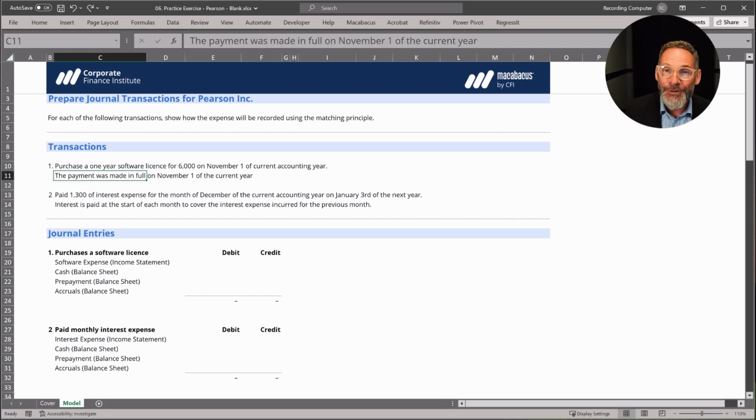Okay, so the first transaction, we purchased a one-year software license for $6,000 on November 1st of the current accounting year. Now the payment was made in full on November 1st of the current year. So here's the challenge. The expense that relates to this year is only 2 months out of the 12 months. And using the matching principle, we only want to record an expense of 2 months, not 12 months. However, we paid the cash up front. So let's actually do the journal entry together.